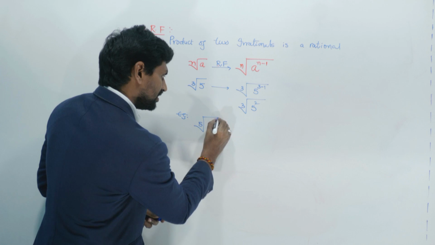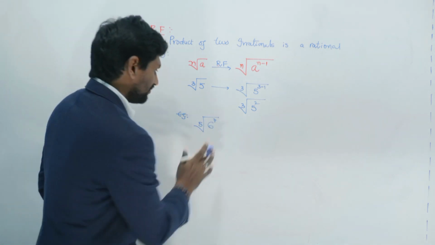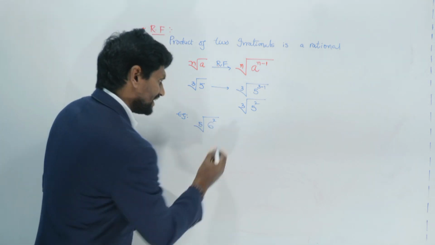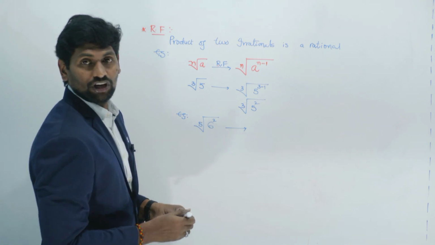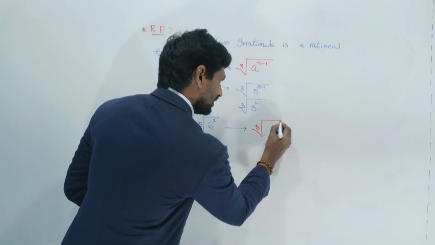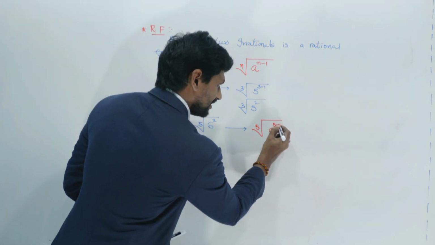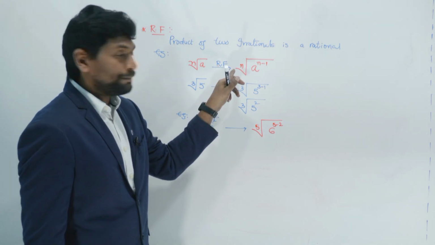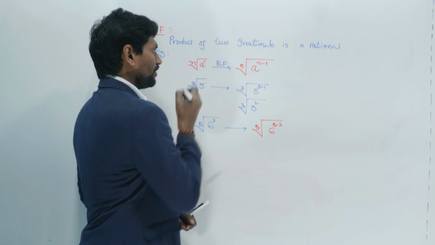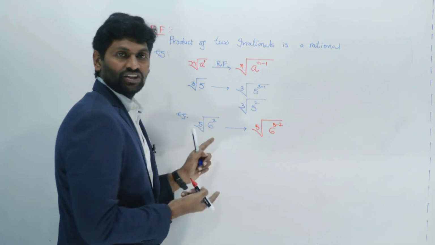Fifth root of 6 power 2. What is the rationalizing factor? By applying the same formula, it is fifth root of 6 power 5 minus 2. Am I right? Because the formula is nth root of a power n minus 1, and here a is a power 1. Here it is n minus 1, so here 6 power 2.